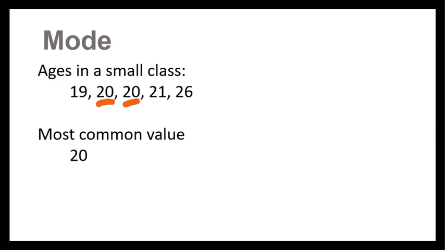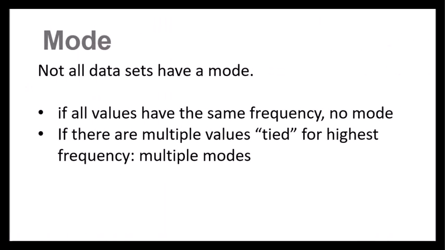In this small class, the mode would be 20 because there's 2 people with age 20 and everybody else, all the other ages, only show up once. Not all data sets have a mode. If all of the values have the same frequency, there will be no mode. Or if there are multiple values that have the same highest frequency, then there can be multiple modes.